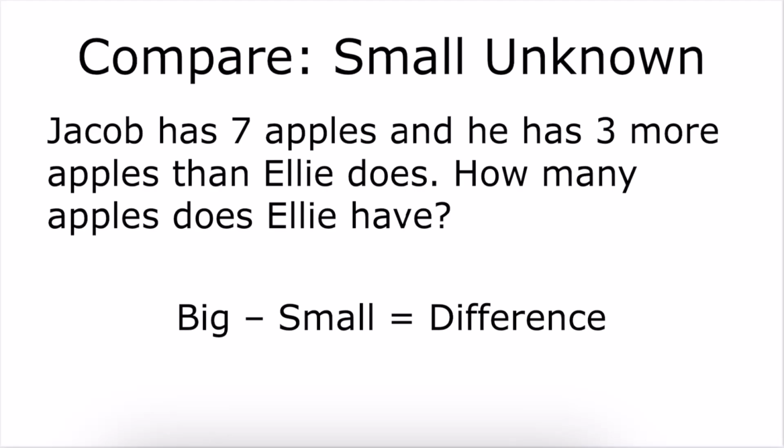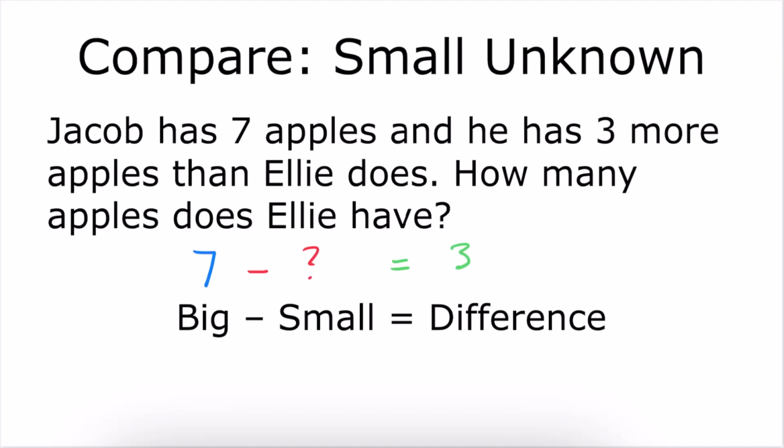So we could say Jacob has 7 apples and he has 3 more apples than Ellie does. How many apples does Ellie have? Well, we could say, okay, if we take Jacob's value, he has 7 apples. We don't know how much Ellie has, but hers is the small value, and so we'll do a question mark for that. And we know that Jacob has 3 more apples than Ellie does. So if you take away Ellie's amount, that gives you a difference of 3.